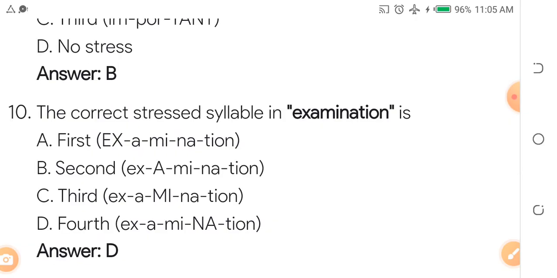The correct stress syllable in examination is what? The answer should just be the examination. So the stress is on NA. It's not X. It's not A. No, it is examination. Examination.